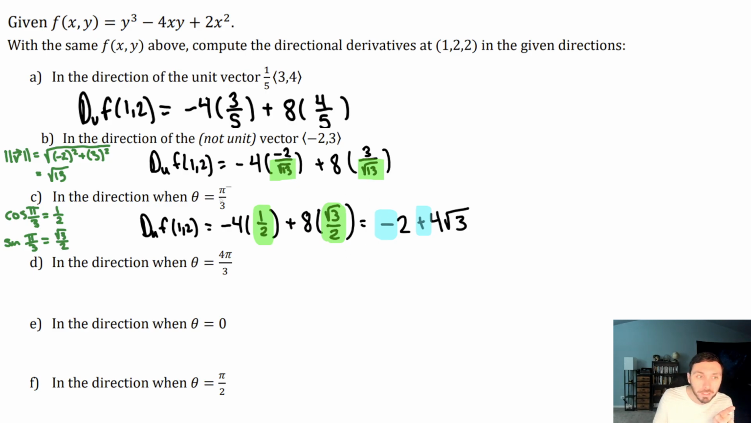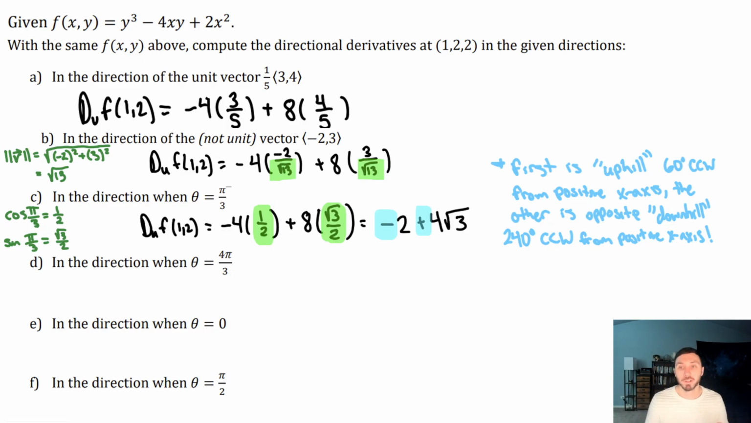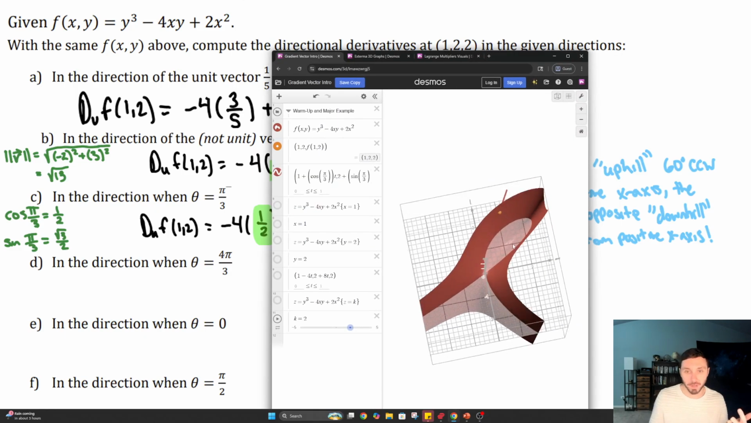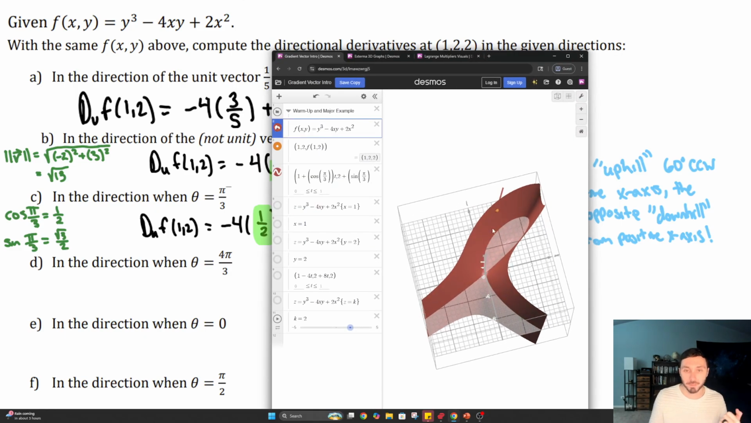Pi over 3, 4 pi over 3. What's the relationship between those? Here's my hint. First one is uphill, and then 60 degrees counterclockwise, right? So we're going uphill in this direction, right? Positive slope should make sense.